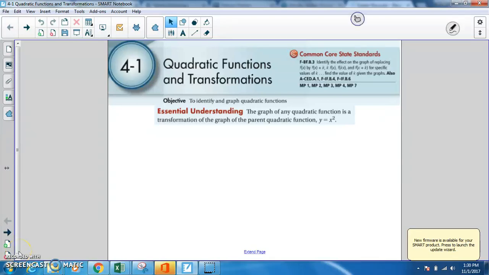Hey guys, today we're going to do 4-1 quadratic functions and transformations. You will be able to identify and graph quadratic functions. And our essential understanding is the graph of any quadratic function is a transformation of the graph of the parent quadratic function, y is equal to x squared.